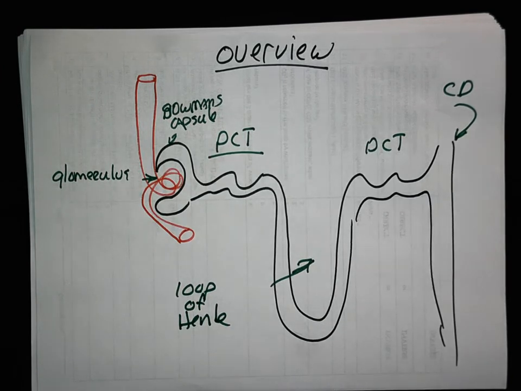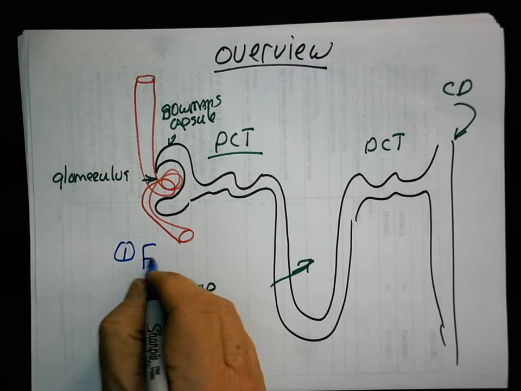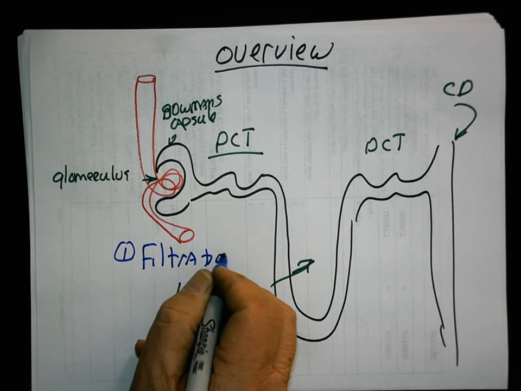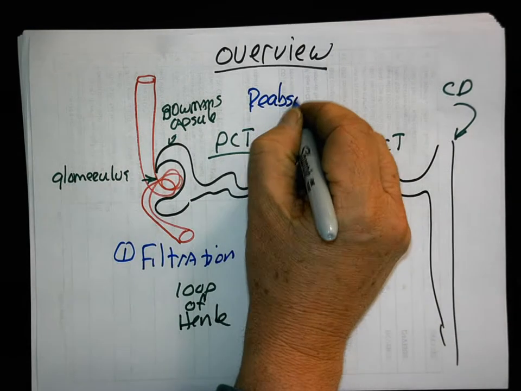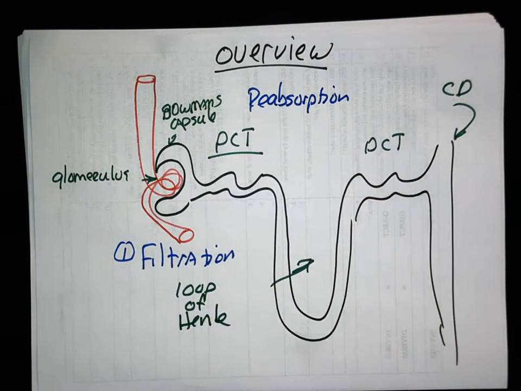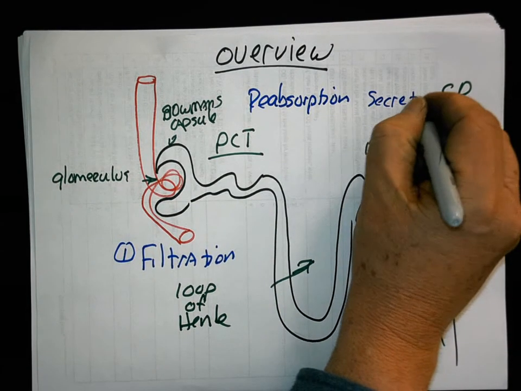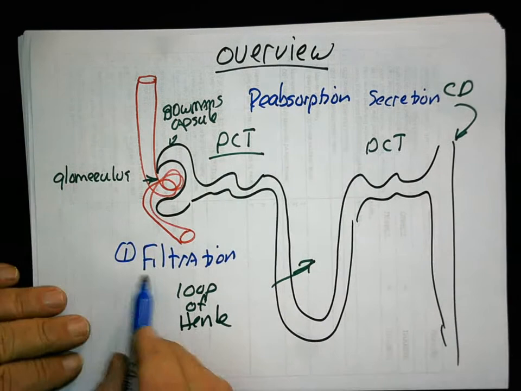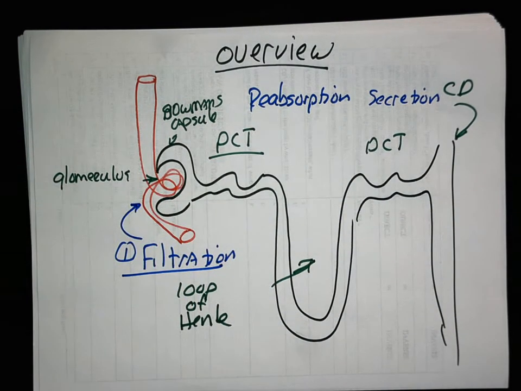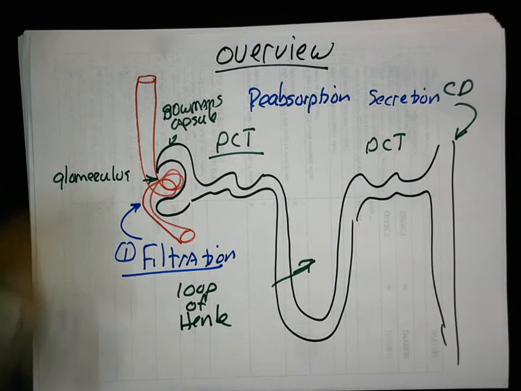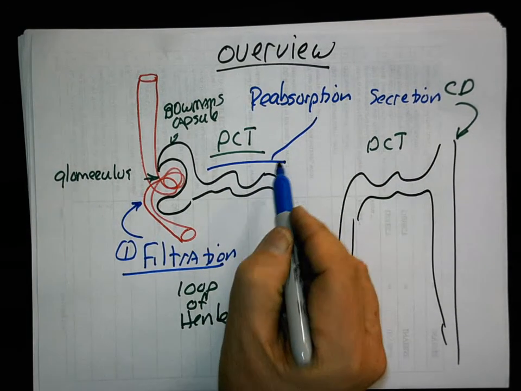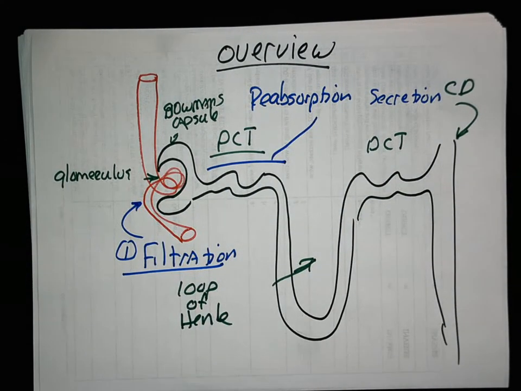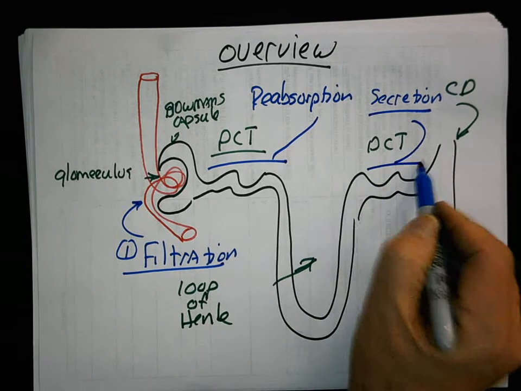When we look at urine formation, it's comprised of three main parts. First is filtration. Second is reabsorption. Third is secretion. Filtration occurs in the Bowman's capsule, involving the glomerulus and the renal corpuscle. The whole thing here is called the renal corpuscle. Reabsorption occurs in the proximal convoluted tubule, and secretion occurs in the distal convoluted tubule.